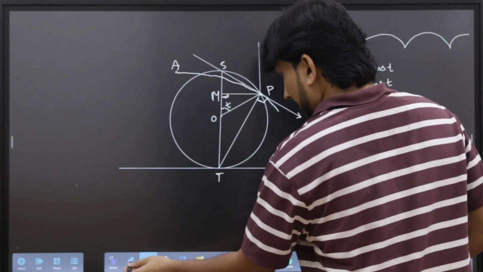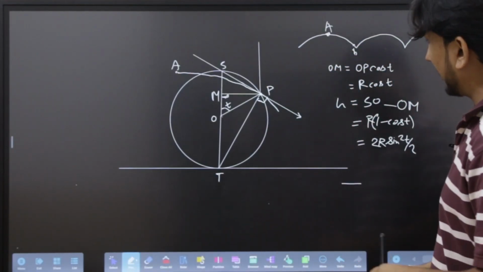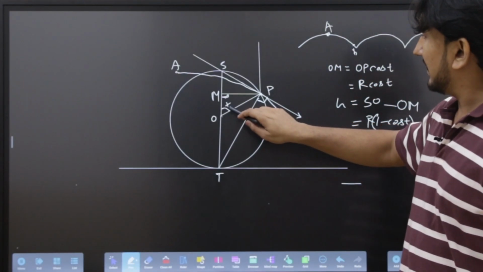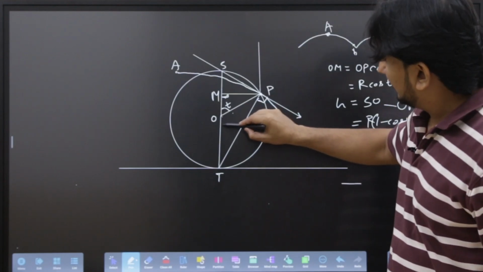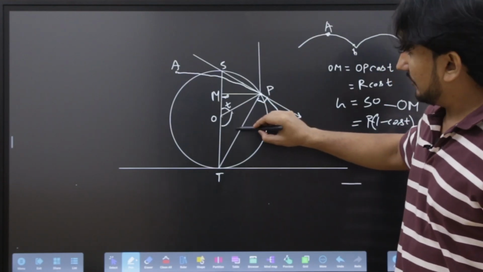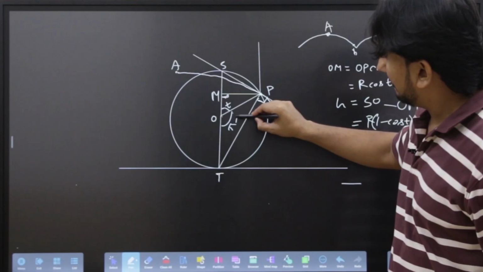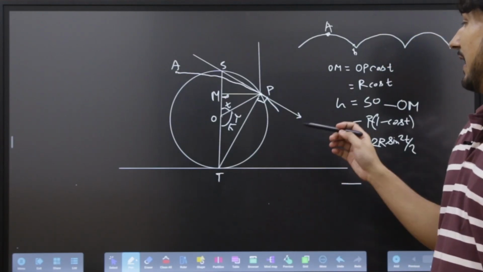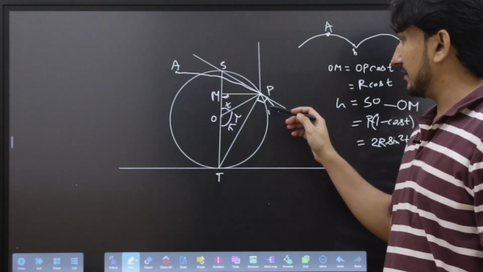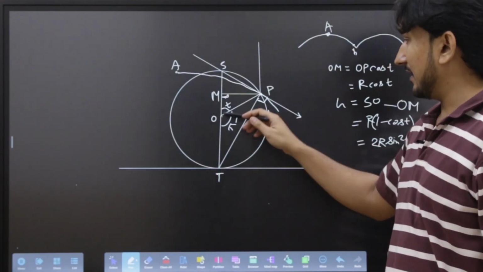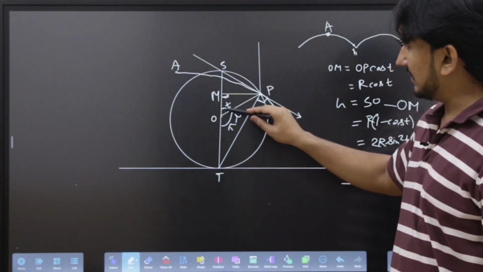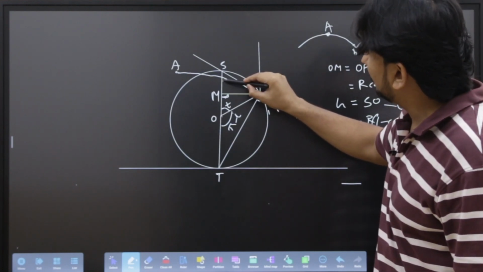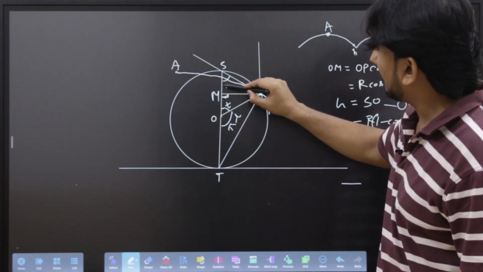Okay. Now some more geometry. As this angle is T, this angle is pi minus T. O is the center. Remember, the angle at the circumference is half the angle at the center. Here the angle at the center is pi minus T. Therefore, this is pi by 2 minus T by 2.